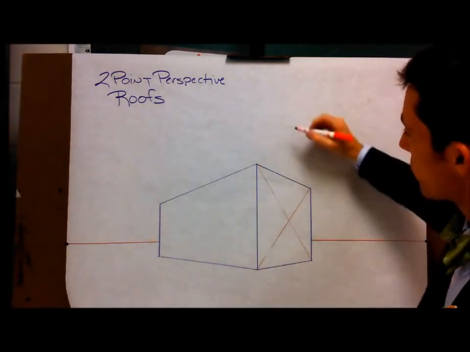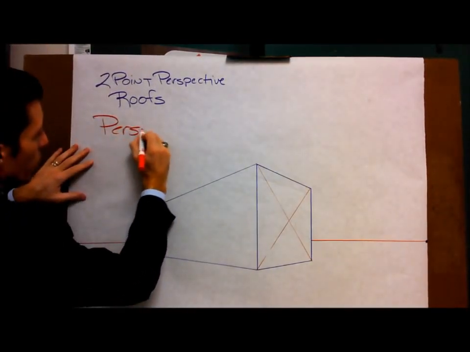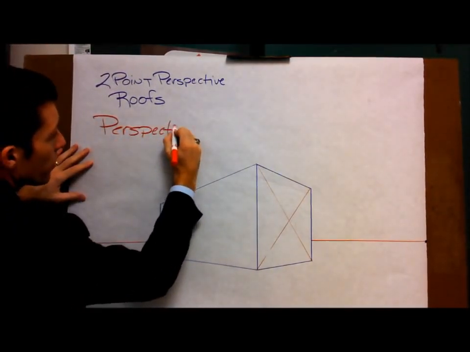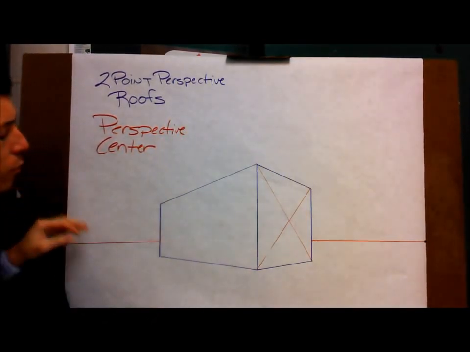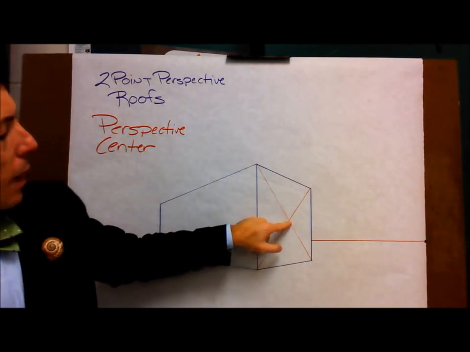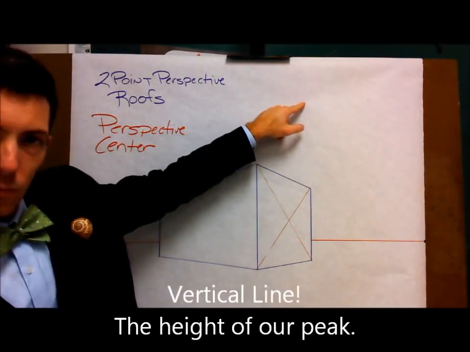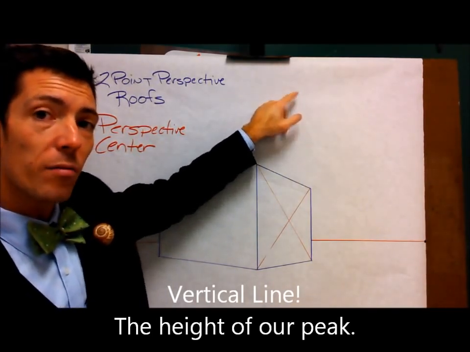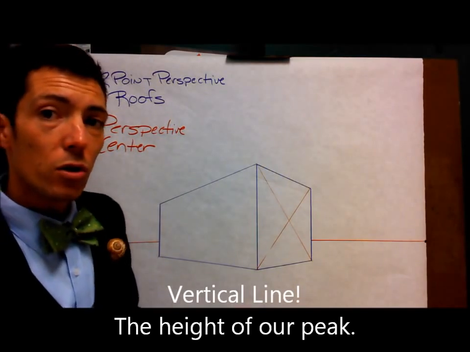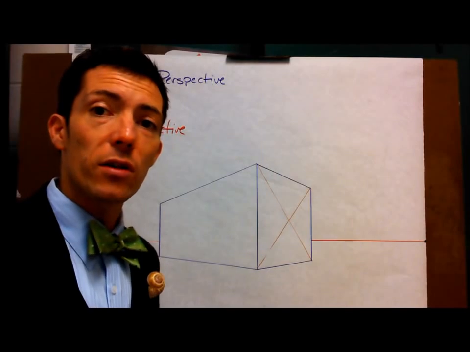So here's perspective center. From perspective center, I'm going to draw a line straight up in the air. And as high as it gets is where the peak of my roof is going to be. So take 10 seconds, go ahead and draw out your perspective center and pick it up in a moment.